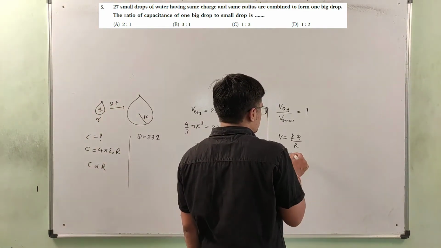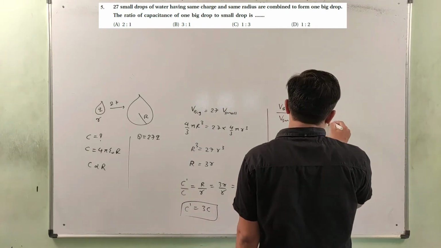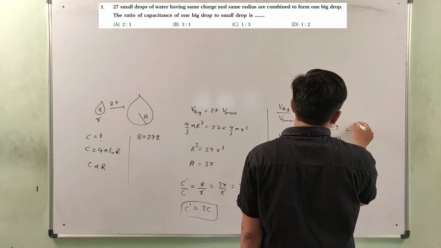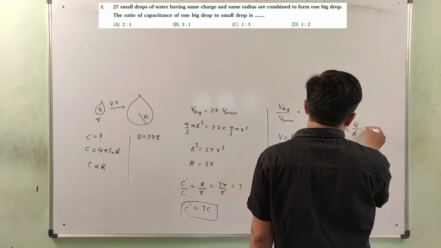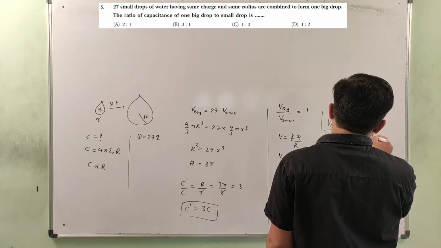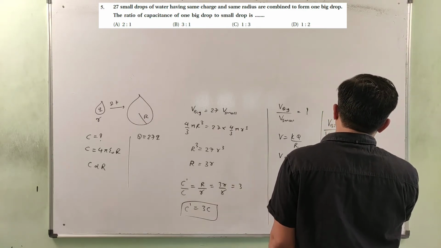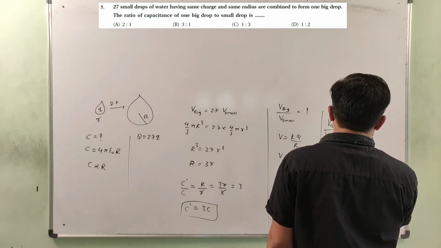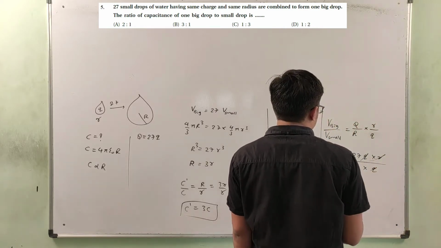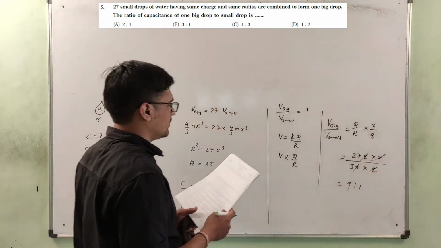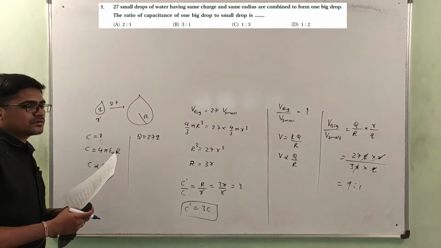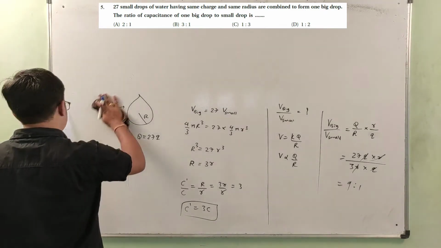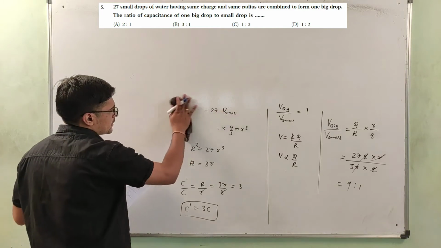So when you combine 27 drops, the charge on the bigger drop becomes 27 times Q. Then potential is proportional to Q by R. Now the ratio of potential of bigger drop to small drop is equal to the charge on the bigger drop over the radius of the bigger drop, into the charge on the small drop divided by the radius of the small drop. Charge is equal to 27 Q and radius is equal to 3R into Q. R cancel, Q cancel, 9 is the answer. 9:1 is the answer for the ratio of potential on the bigger drop to the smaller drop. So both these questions are important.